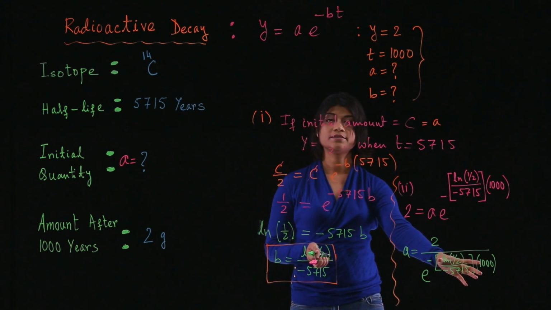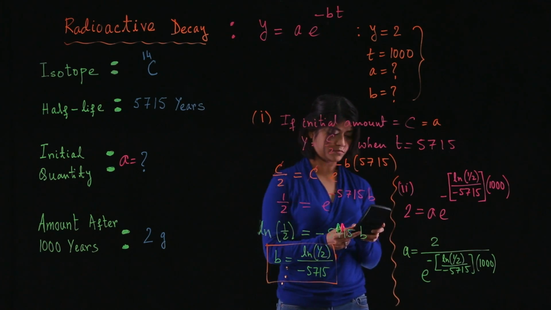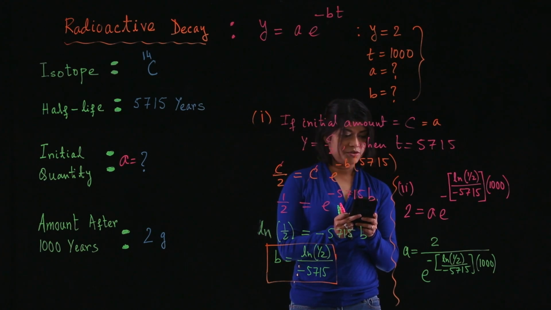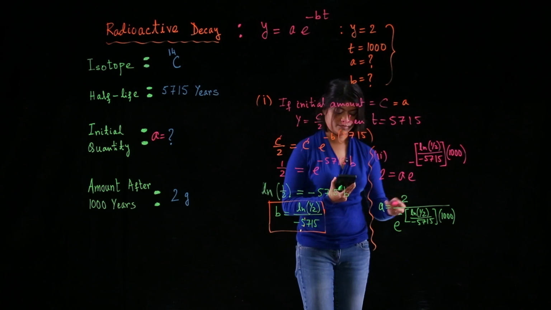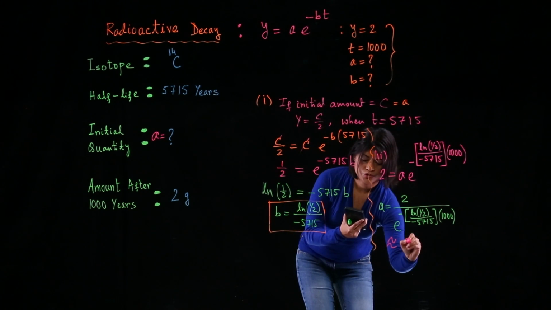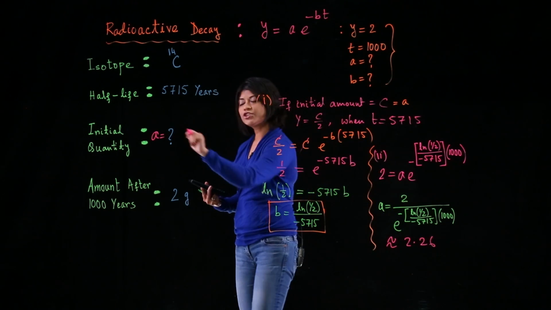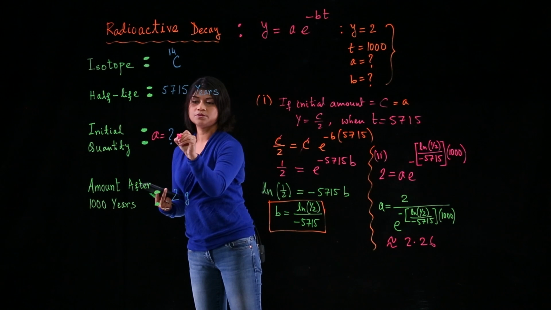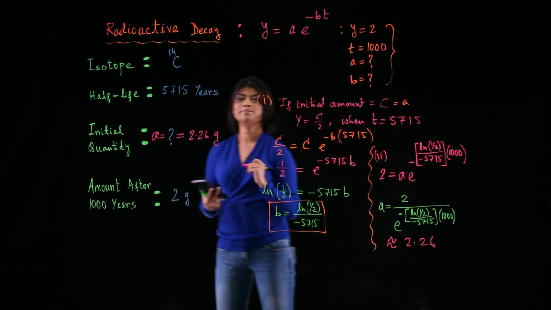So let's plug that into the calculator and figure out what a is. So it is 2 divided by e to the power negative of natural log of 1/2 divided by negative 5715 times 1000, which is approximately 2.26. Therefore, the initial quantity for this isotope was 2.26 grams. And we are done.